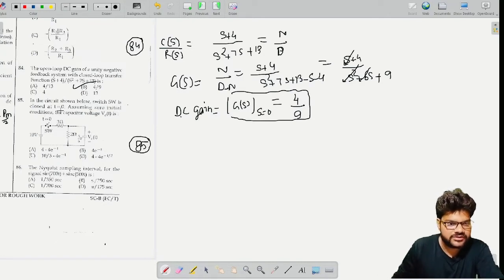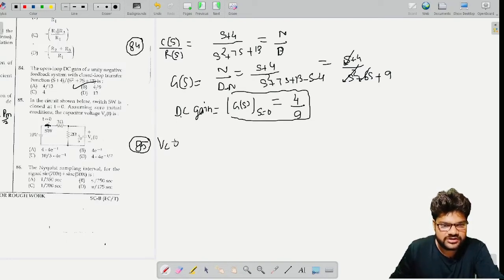This is from the network theory topic, from transients. In the circuit shown below, switch SW is closed at t equals 0. But at t less than 0 this switch was open, and for the initial condition we are assuming 0 initial condition, the capacitor voltage v_C(t) is given as 0. So V_C(0-) equals V_C(0+) equals 0.